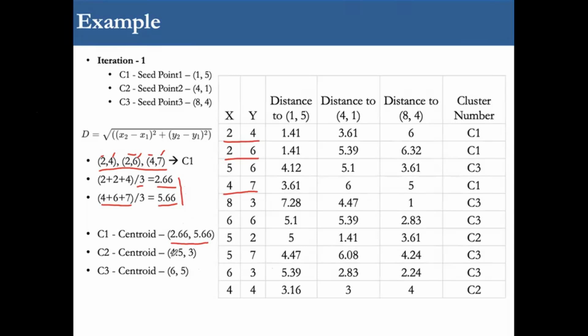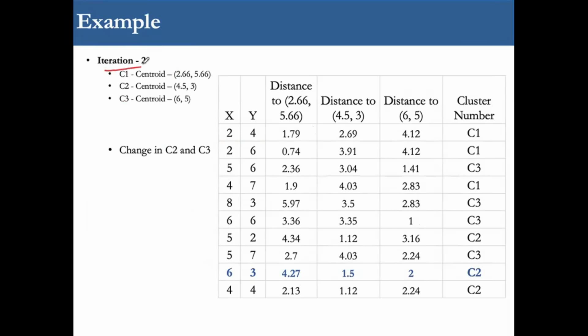Similarly, we need to find the centroid for the second cluster and the centroid for the third cluster. We have found out the centroid for the second cluster as well as the centroid for the third cluster. Now, based on these new centroids, we need to find the distance measure between the data points and the center points. We need to again do this iteration. Now, we move to iteration 2.